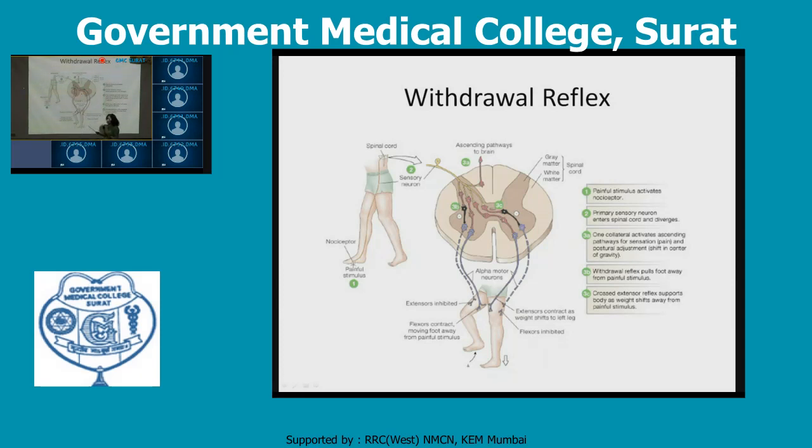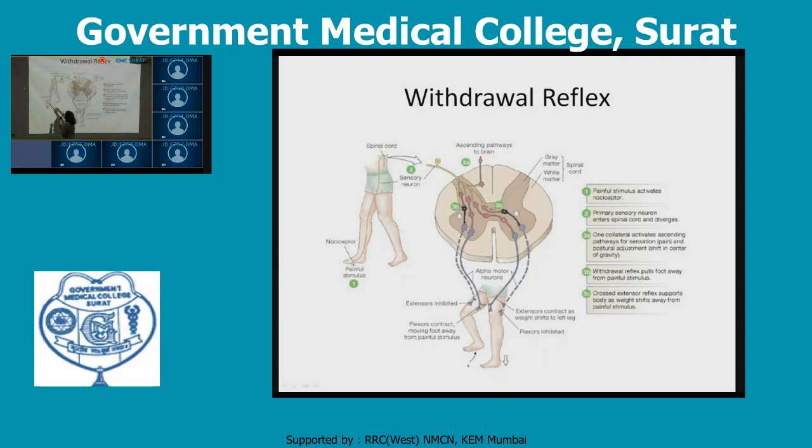This causes extension of the other limb, and it happens not only in your lower limb but also simultaneously in your upper limb. Whenever there is flexion in the affected limb, there is extension in the other lower limb, and then flexion on the opposite side. Multiple limbs are affected by only a single painful nociceptive stimulation.